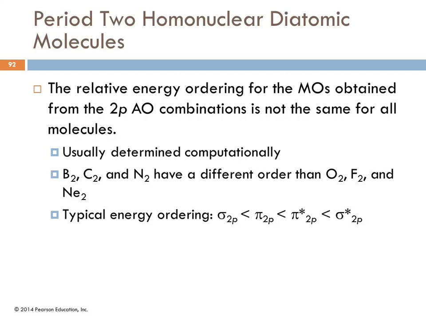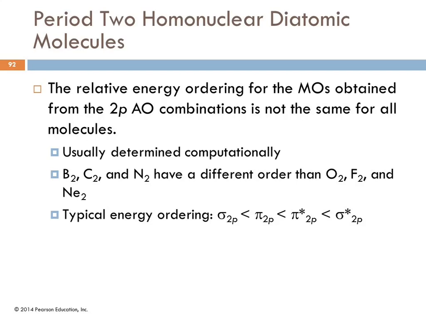The energy ordering for these molecular orbitals from the 2p, unfortunately, is not the same for all molecules. And so they compute this, and we're not going to worry about that. What we are going to worry about is that boron, carbon, and nitrogen have one order, and oxygen, fluorine, and neon have another. So boron, carbon, and nitrogen are the first three elements in that P block. Oxygen, fluorine, and neon are the second.